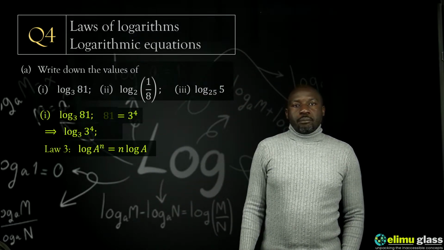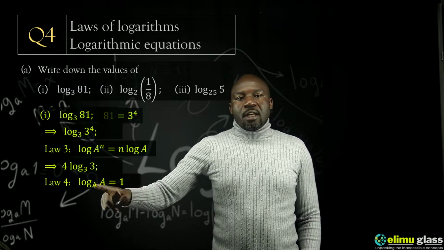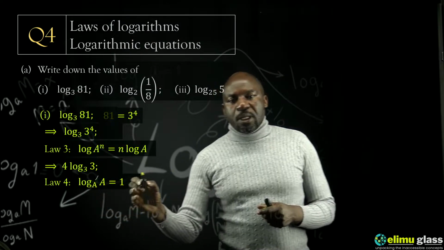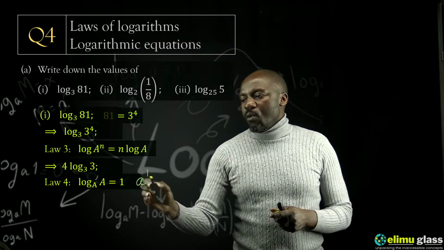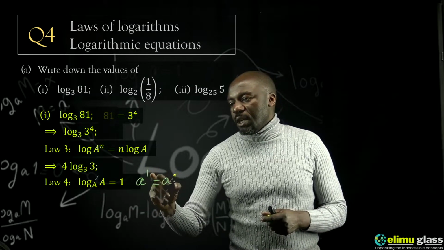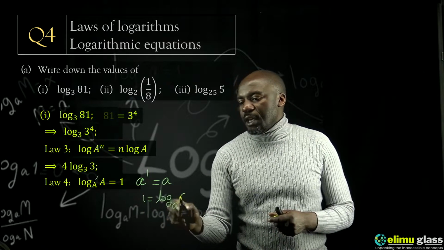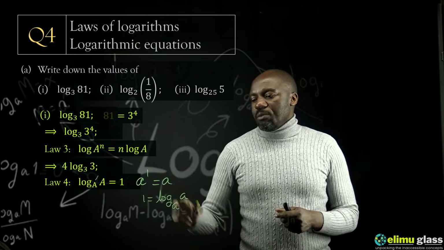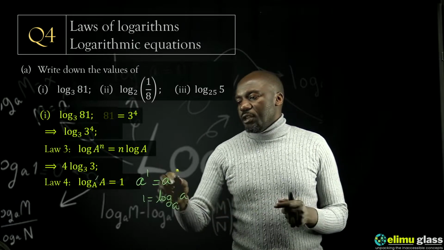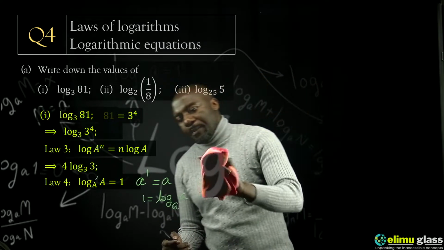And if we do that, then law number 4, which we also discussed, was that the log to base a of a is 1. This is coming from the fact that a power 1 is a. If you change from index notation to log notation, we say 1 is the log to base a of a. Log to base a of a is 1 when we change from the index notation to logarithmic notation, that way.